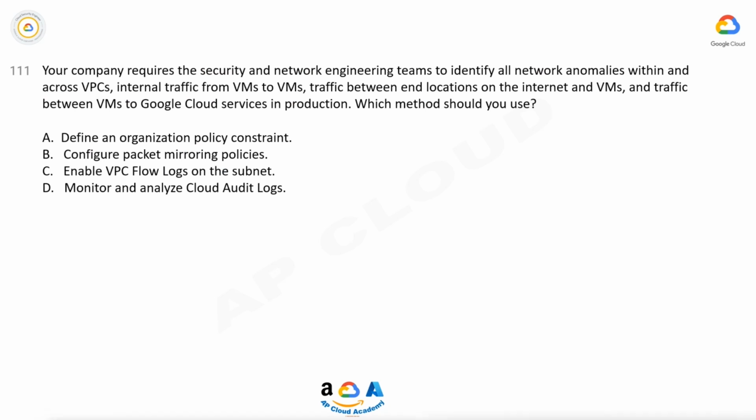111. Your company requires the security and network engineering teams to identify all network anomalies within and across VPCs, internal traffic from VMs to VMs, traffic between end locations on the Internet and VMs, and traffic between VMs to Google Cloud services in production. Which method should you use?